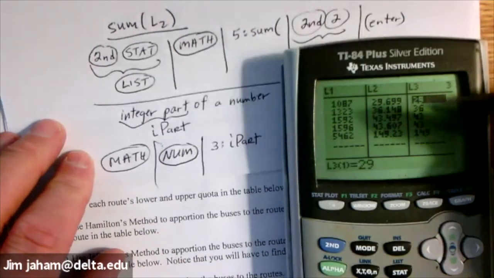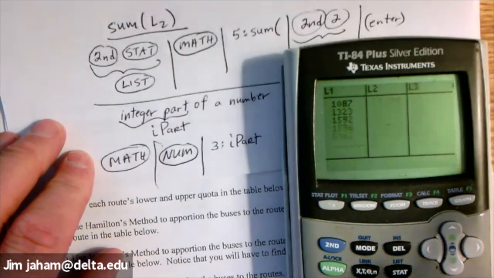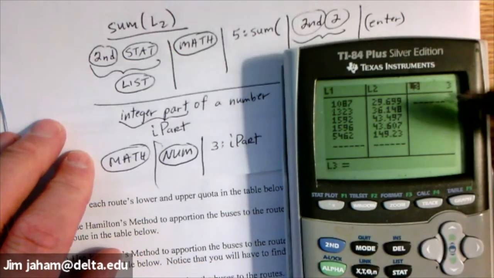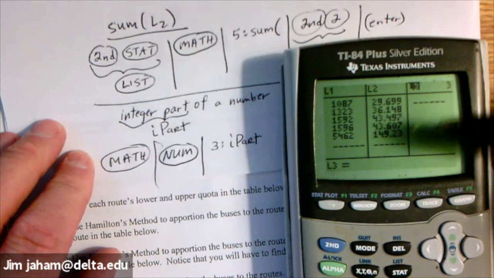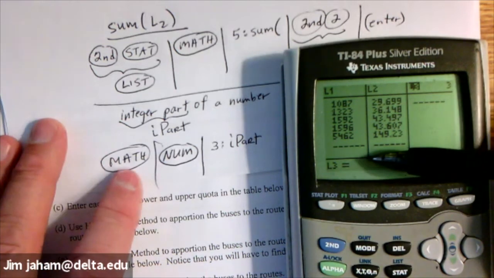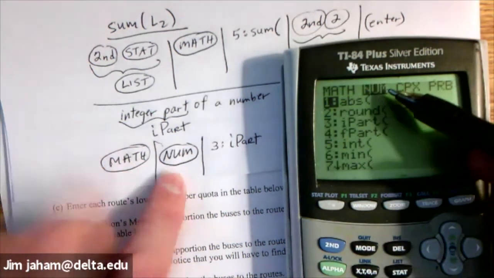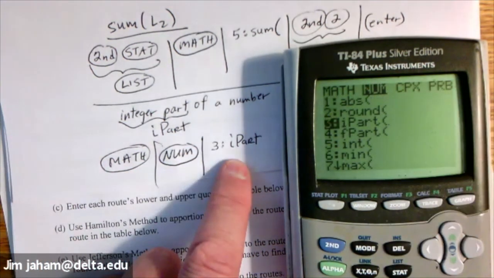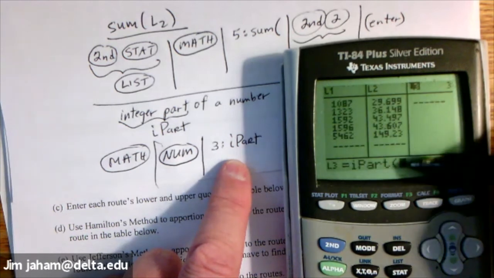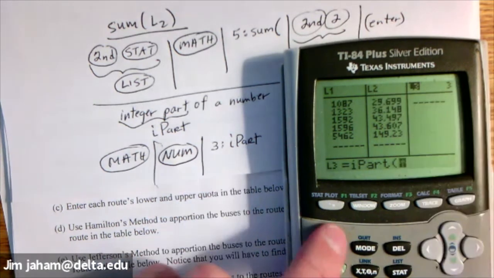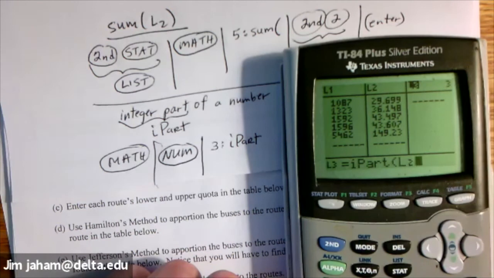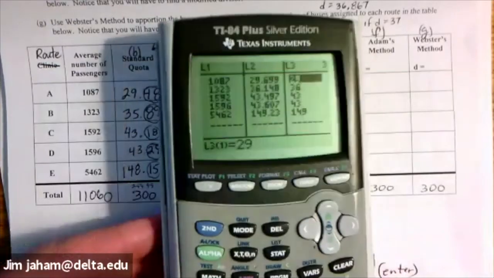I'm going to go back to the list though. And so if I clear out these guys and if I highlight L3, and then down here, I do these same commands, math, num, integer part, so that the integer part goes down here. Then I can say I want to take the integer part of all those numbers in L2. There you go.